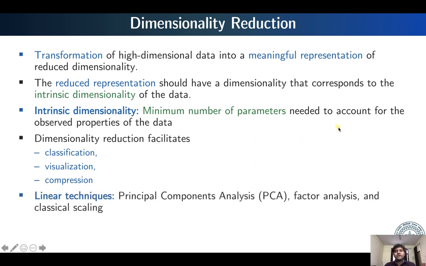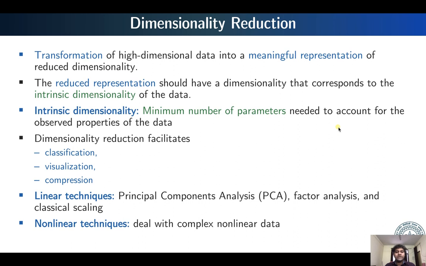So traditionally, dimensionality reduction has been obtained through different linear techniques such as principal component analysis, factor analysis, or classical scaling. Now, such linear techniques cannot adequately handle very nonlinear high dimensional data which are observed in the real world. So instead, different nonlinear techniques have also been developed which can deal with complex nonlinear data.